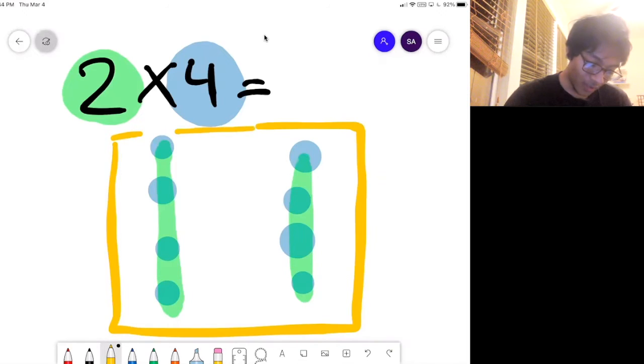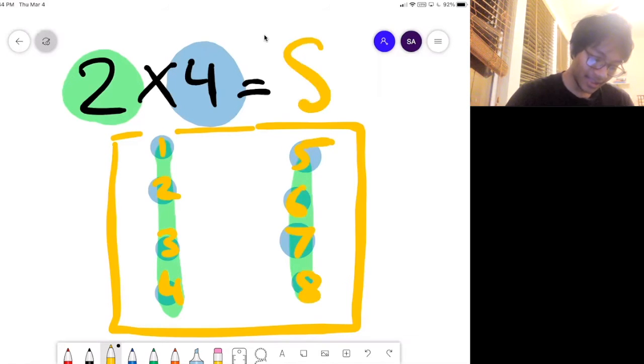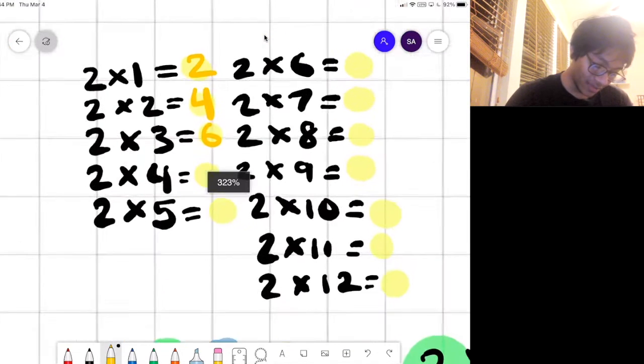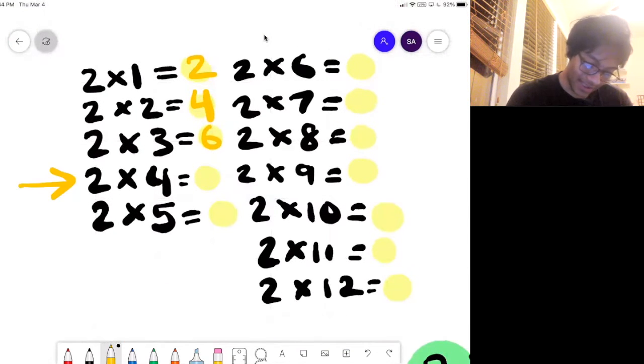Okay, so we got 1 dot, 2 dots, 3 dots, 4 dots, 5 dots, 6 dots, 7 dots, 8 dots. So 2 times 4 is 8. Okay, now we can go back to our table and write that down. 2 times 4, that's going to be 8.